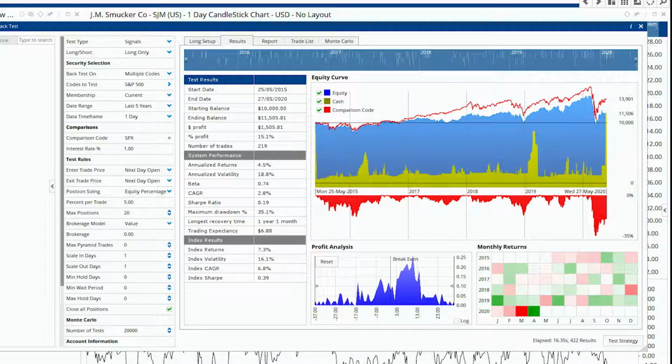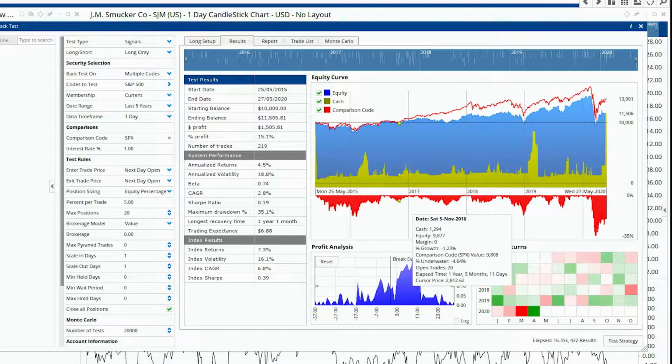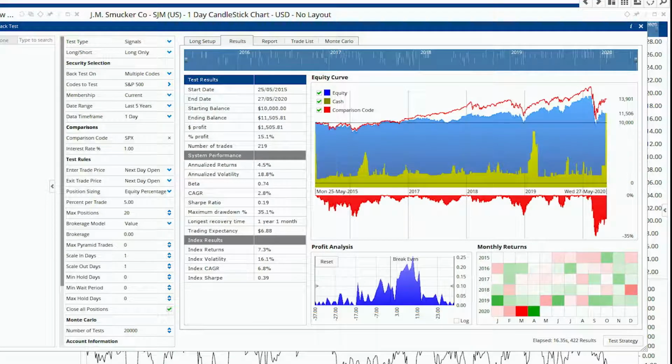Sharpe ratio, which is the returns over the volatility. Maximum drawdown, longest recovery time. So that's the time from one of these dips in our drawdown. What's the maximum amount of time before we recovered from that? And it was 1 year, 1 month. Trading expectancy, we'll talk more about that in the quant course. And then we have all of the index results. Because again, I'm looking at this from the perspective of, does my strategy beat a buy and hold index fund? Because if it doesn't, then why am I trading this idea? And so we have those.